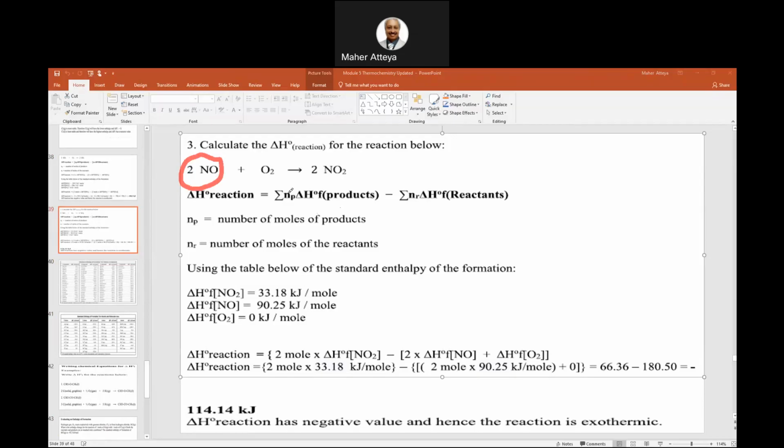Nitrogen monoxide, correct. Nitrogen monoxide. Do we have NO2? Yes, produced. So what do we call this? Nitrogen dioxide. The naming of the compounds will come, because that's a must. We have to know how to name those compounds.